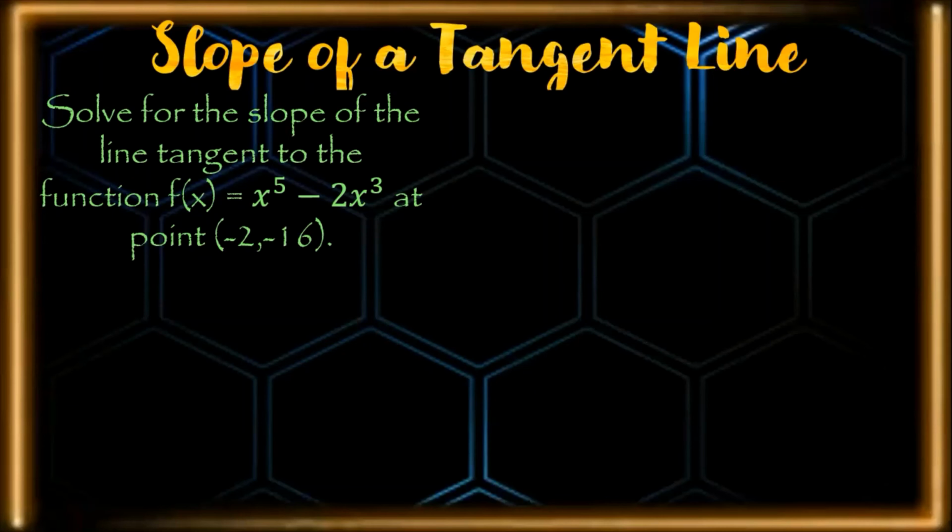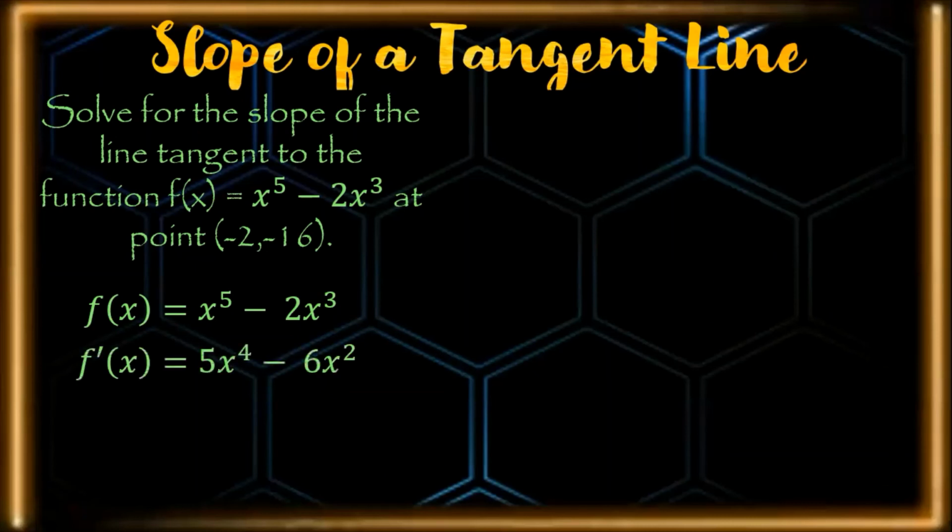Okay, so using the concept of derivatives in solving for the slope, identify the function, which is x to the 5th minus 2x cubed. Next is to derive the function. Its derivative is f prime of x, which is equal to 5x to the 4th minus 6x squared.